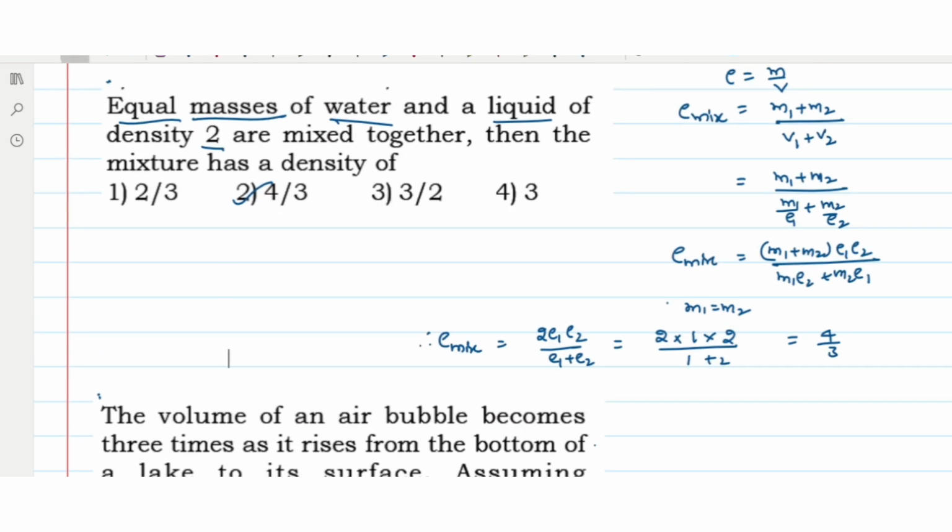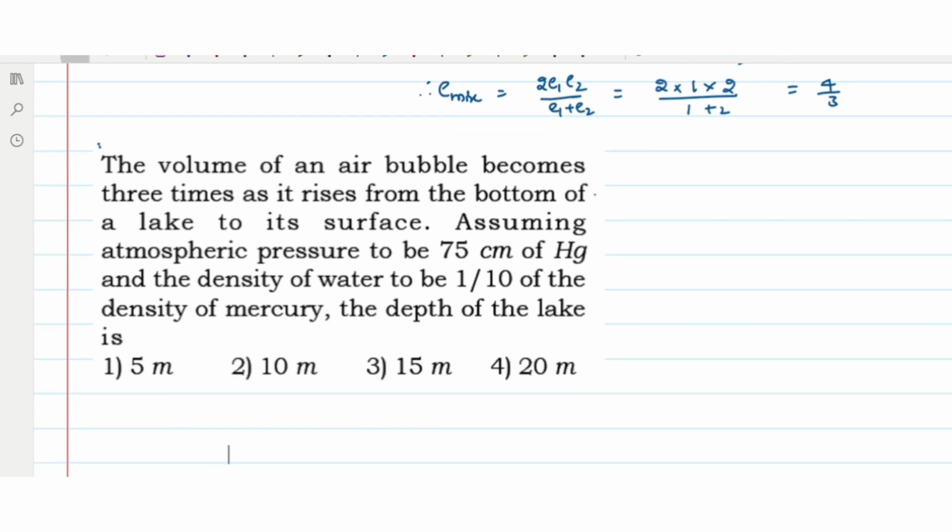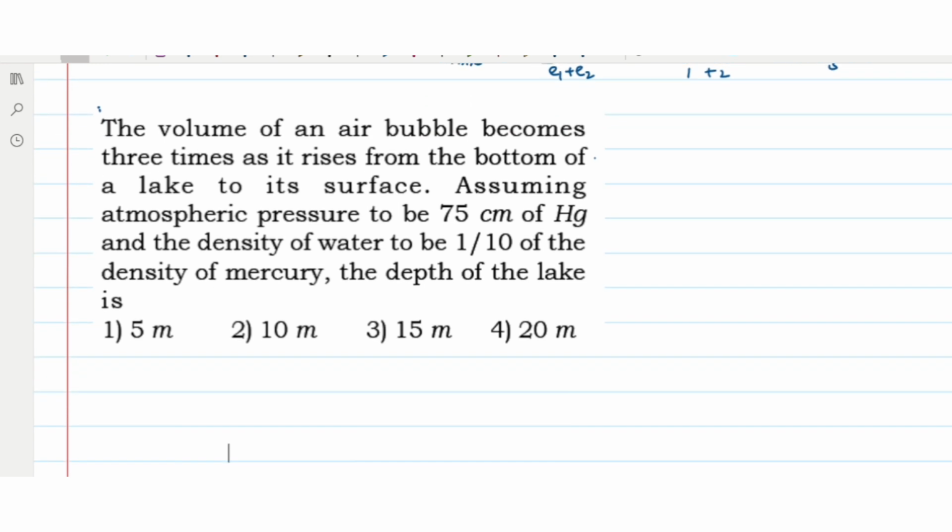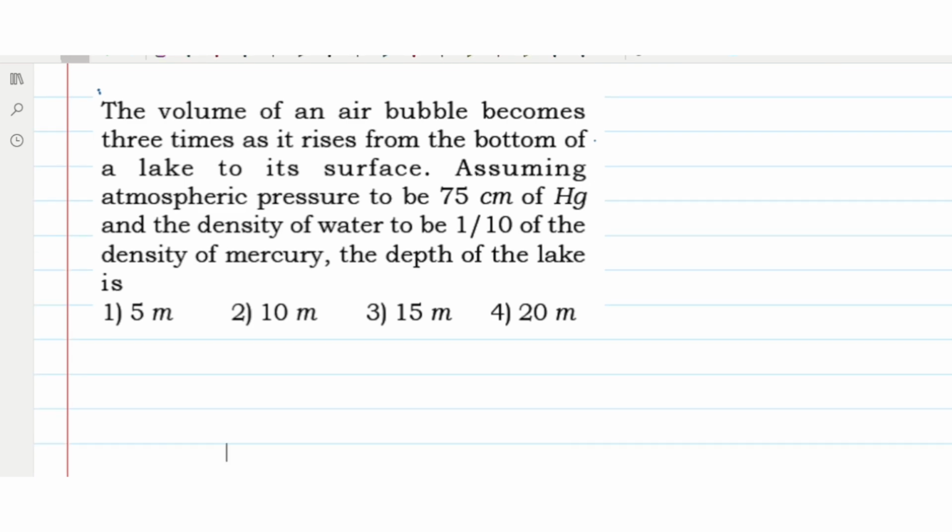Now look at the next question. The volume of an air bubble becomes 3 times as it rises from the bottom of the lake to the surface. Assume atmospheric pressure to be 75 centimeters of Hg and the density of the water to be 1 by 10th of the density of the mercury. They are asking for the depth of the lake.